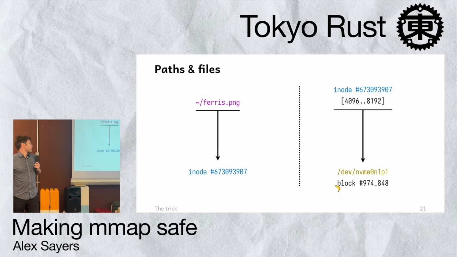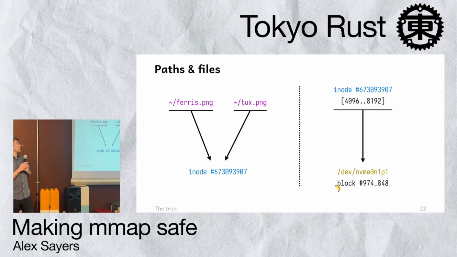And one thing that this enables is you can have multiple paths pointing to the same file. So then calling open on either of these paths has the exact same effect: it opens the same file. This is called hard links. You can also have a file with no paths pointing to it.